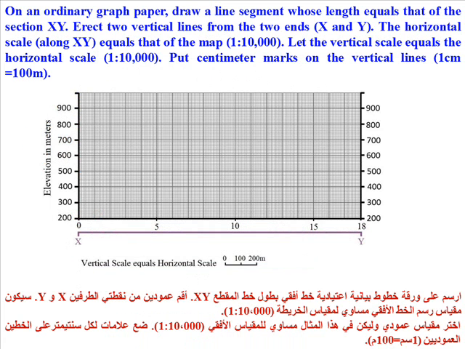On an ordinary graph paper, draw a line segment whose length equals that of the section XY. Erect two vertical lines from the two ends, X and Y. The horizontal scale along XY equals that of the map. Let the vertical scale equal the horizontal scale. Put centimeter marks on the vertical lines. 1 centimeter equals 100 meters.